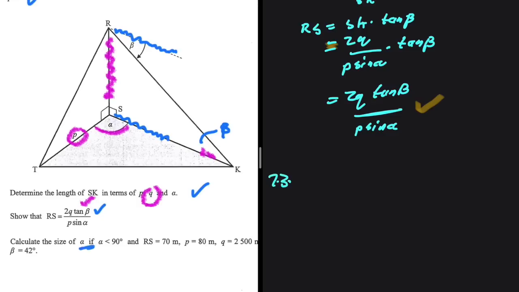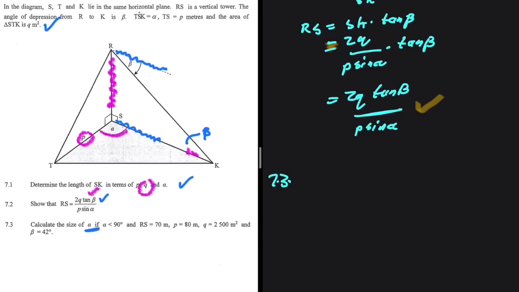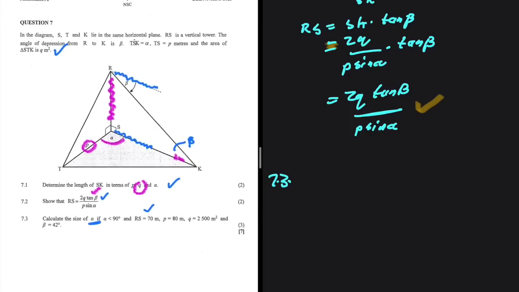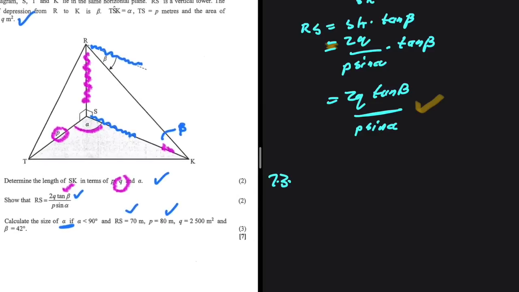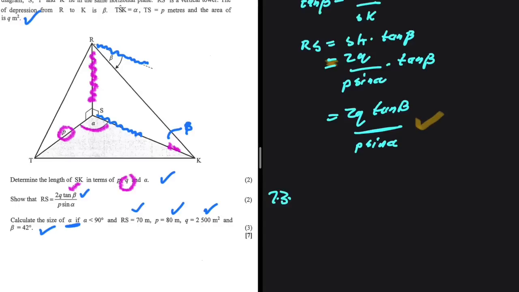Calculate the size of angle alpha if angle alpha is less than 90 degrees. We are told that RS is equal to 70 meters, P is 80 meters, Q is 2,500 meters squared, and beta is 42. So let's use the equation in 7.2, because in that equation we have RS equal to 2Q tan of beta divided by P sine of alpha.